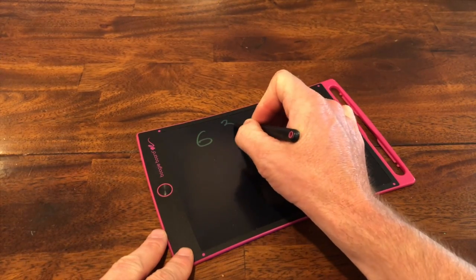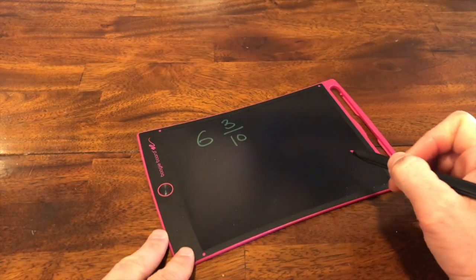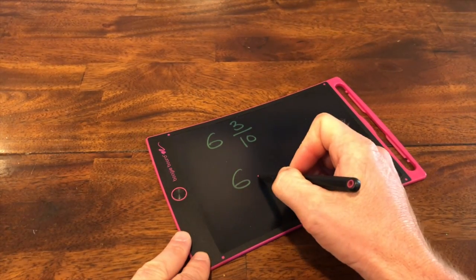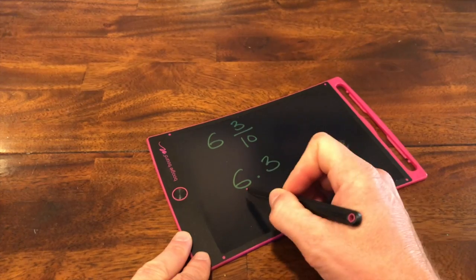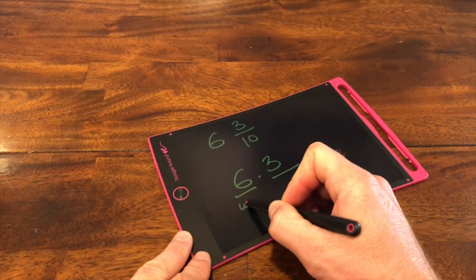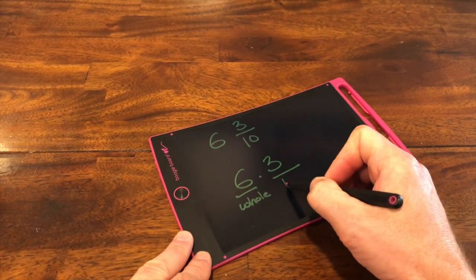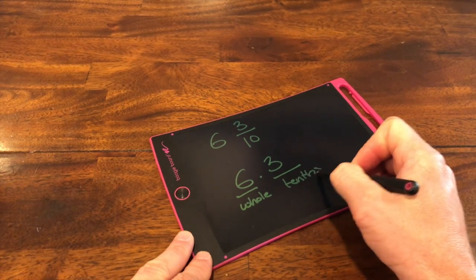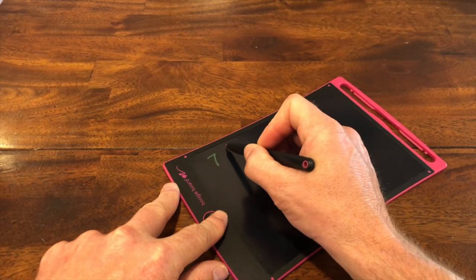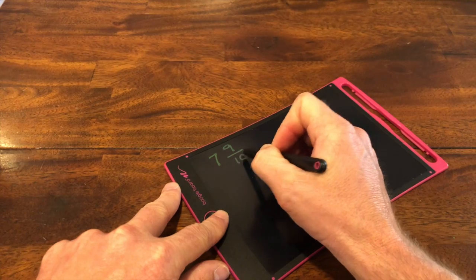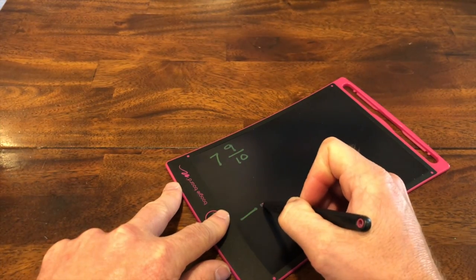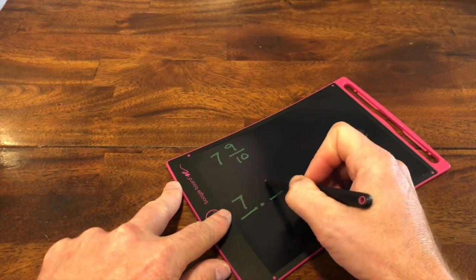So now we're going to take 6 and 3 tenths, and we're going to turn that into a decimal. So 6 is obviously the whole number, so I put it in the whole number spot, and then 3 is in the tenths place value. So you can refer back to the beginning of the video when I showed you about place value. Now we'll take 7 and 9 tenths, and we'll put that into a decimal. So 7 is my whole number, and then 9 goes in my tenth spot.